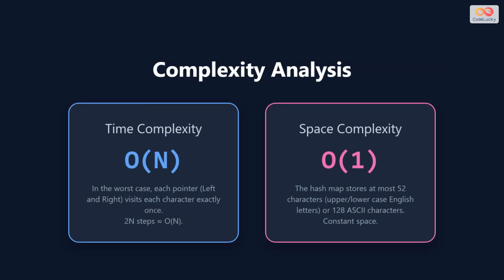This algorithm is highly efficient. In the worst case, the left and right pointers each traverse the string at most once. This gives us a time complexity of O of n. The space complexity is O of 1 because the size of our character map is fixed to the number of possible characters, typically 52 for English letters or 128 for ASCII.